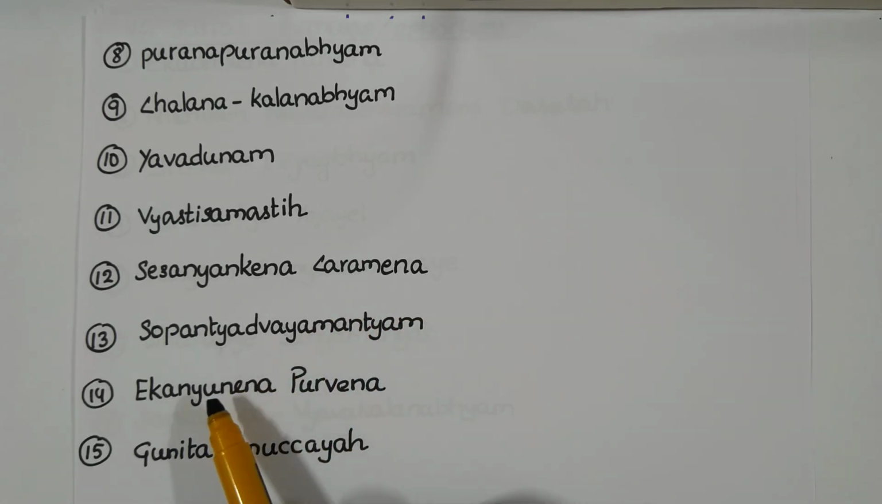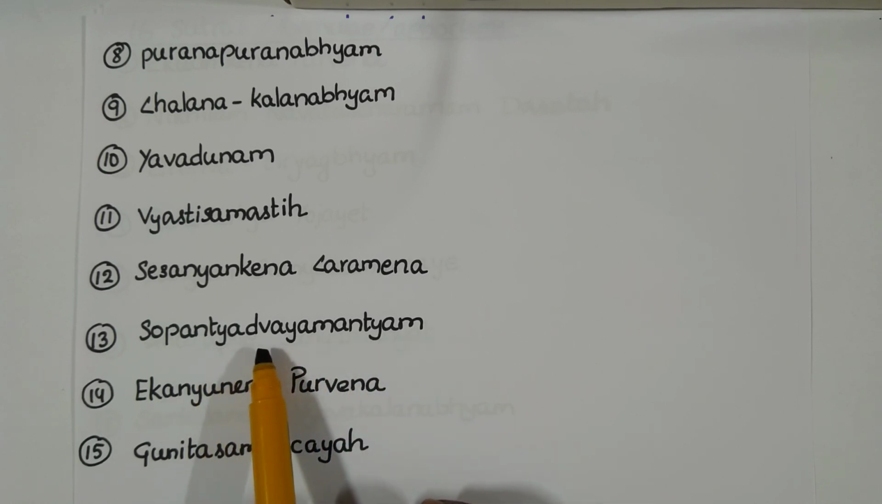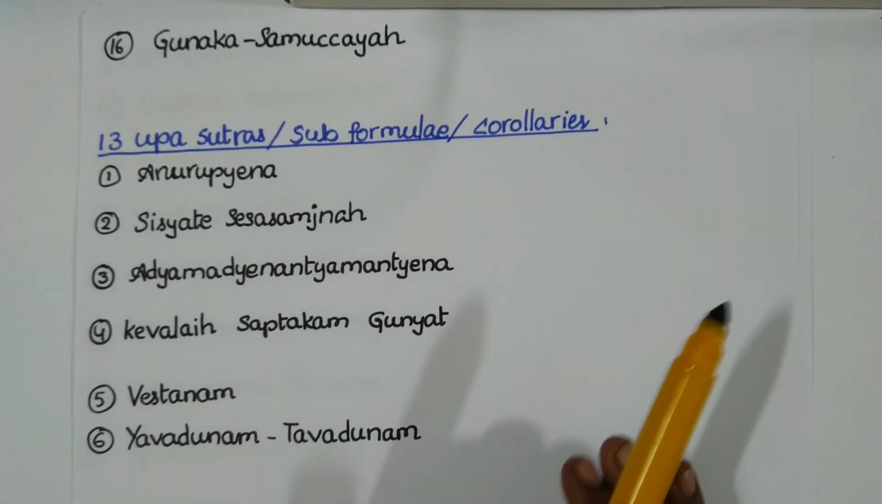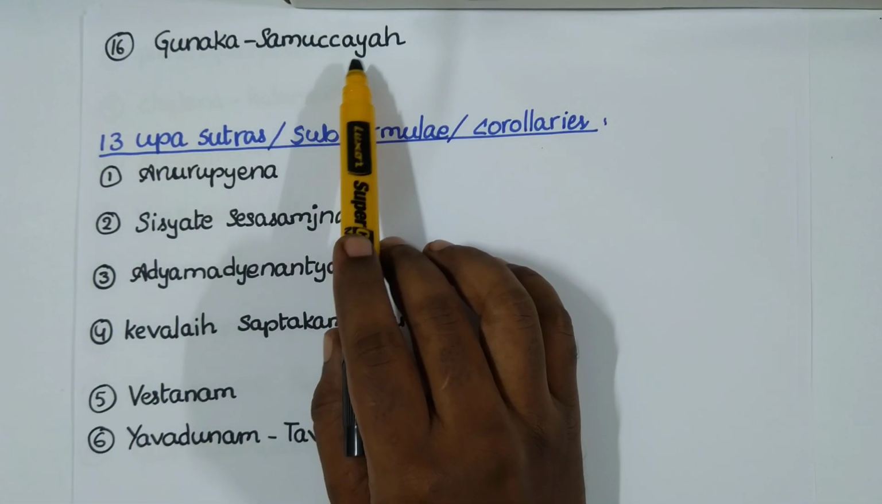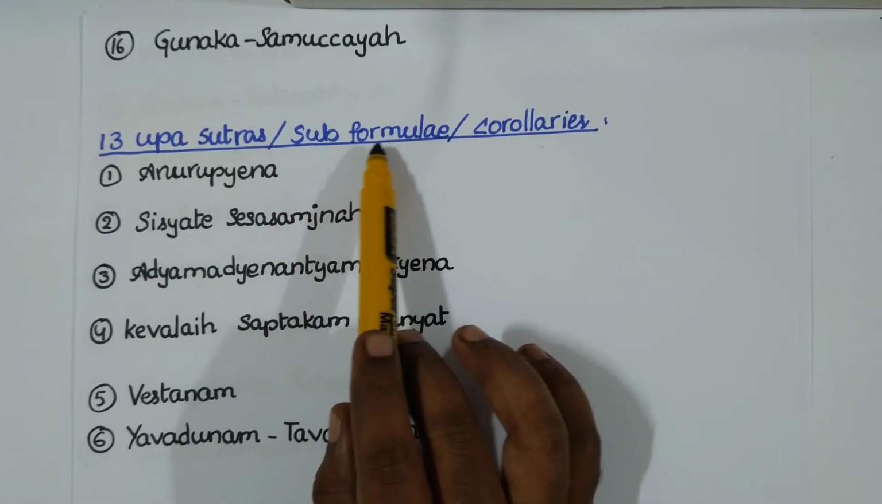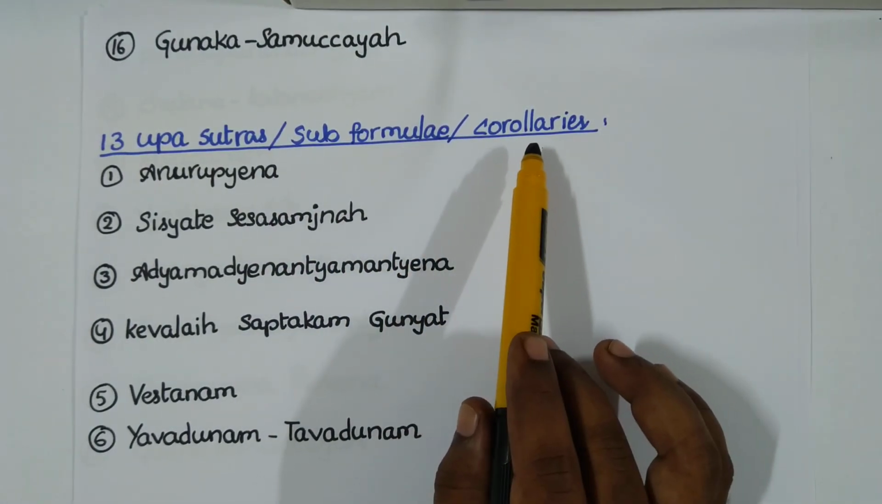13th one, Sopantya Dvayamantyam. 14th one, Ekanyunena Purvena. And 15th one, Gunita Samuchayaha. And 16th one is Gunaka Samuchayaha. And also we have 13 upasutras, or 13 subformulae, or 13 corollaries.